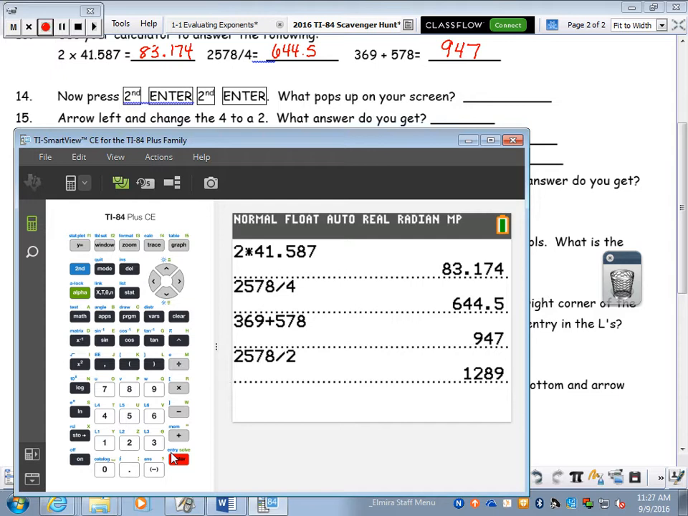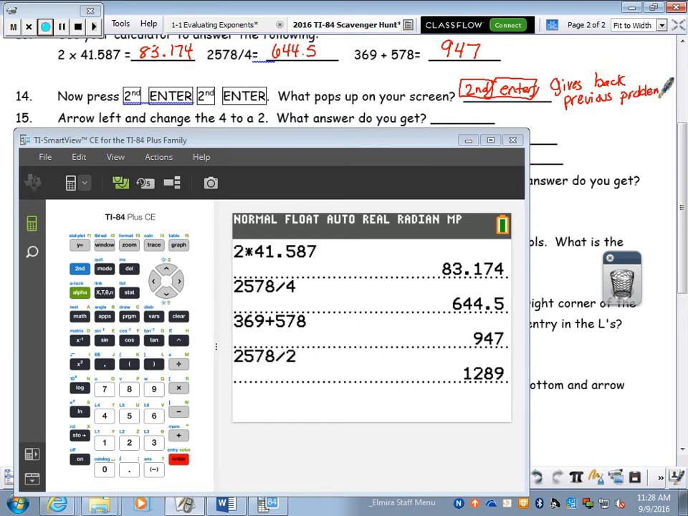Okay, so what pops up on the screen when you do this? Second enter gives back previous problems, for typos. Okay, calculators will give you the right answer for what you type in, but if you type it in wrong, it's not going to give you the right answer. So the second time I did this, when I'm dividing by 2, I got an answer of 1,289.